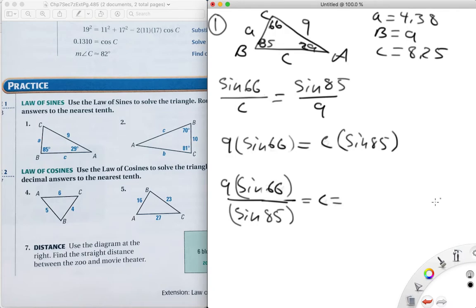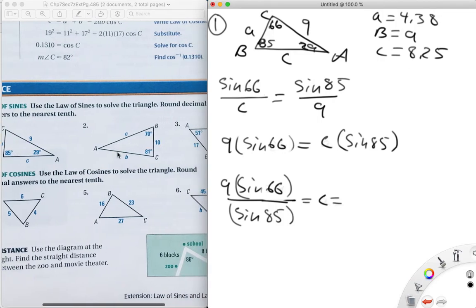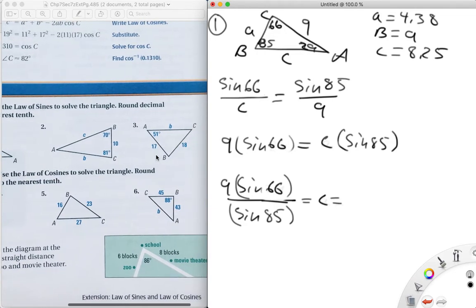So using law of cosines for number 4. One thing to note: using law of sines, you're usually given two angles and a side opposite of an angle, or you are given two angles with the side in between those two angles, but it's still opposite of one of those angles. Or you're given two sides, as long as that one angle is opposite of that side, you can use law of sines.